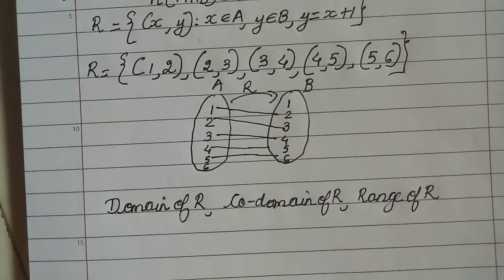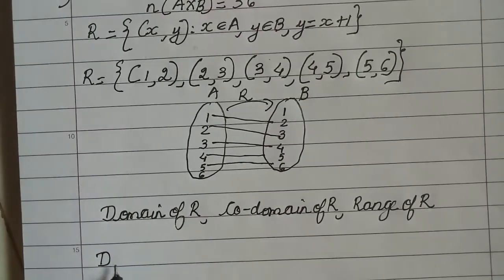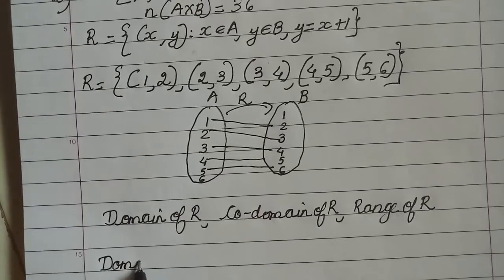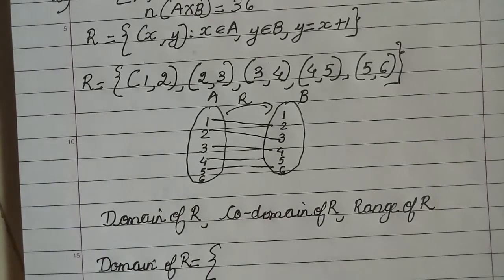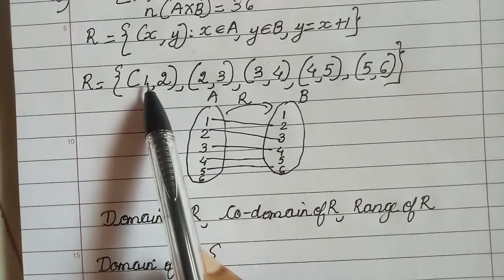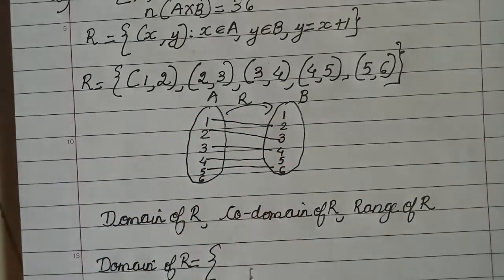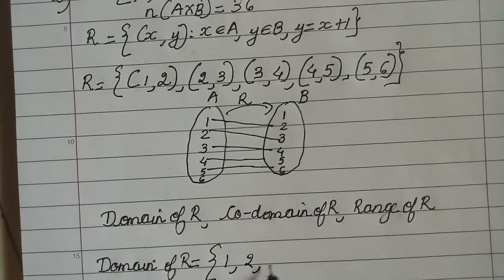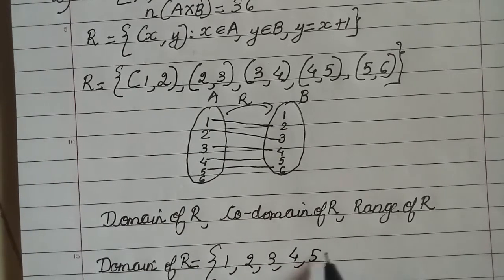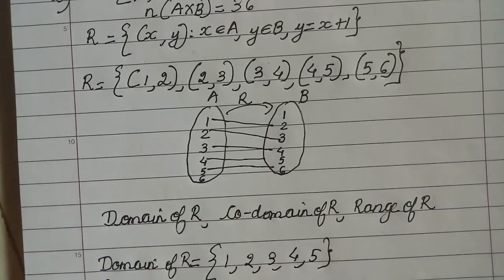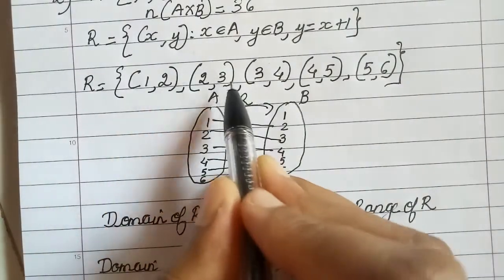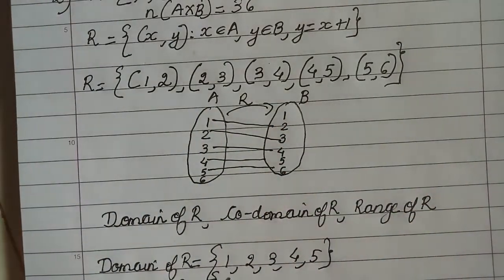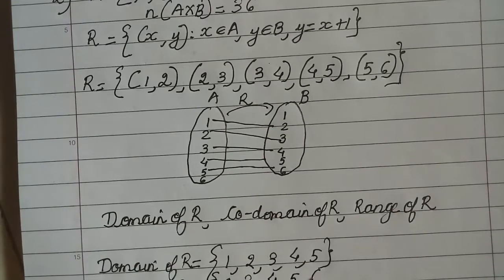So that means, children, for this example, my domain of R will be the set of all first elements. What elements are there in the first position in the ordered pairs? It is 1, 2, 3, 4 and 5. Now what is my range of R? My range of R is defined as the set of second elements in the ordered pairs. So it is 2, 3, 4, 5 and 6.